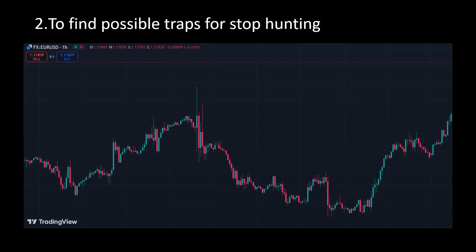Another example on Euro USD. First, we draw our trend line. The price breaks above our recent high, hits our trend line, and the market primary trend reverses.